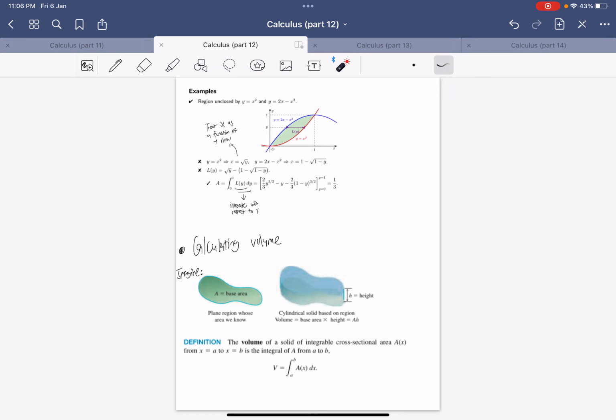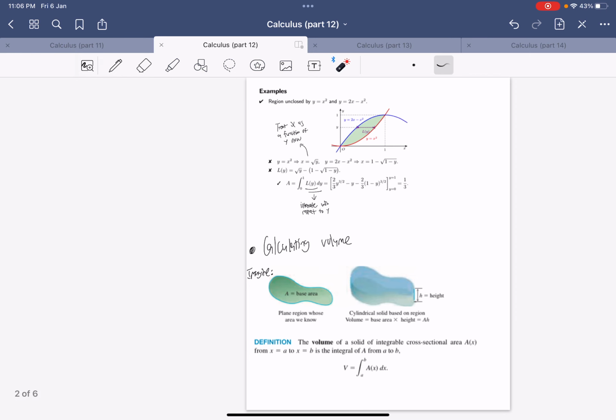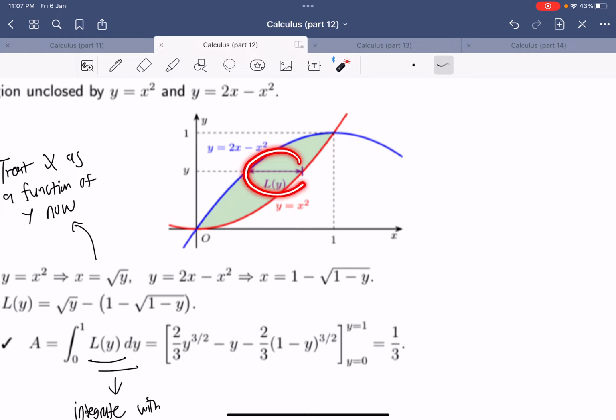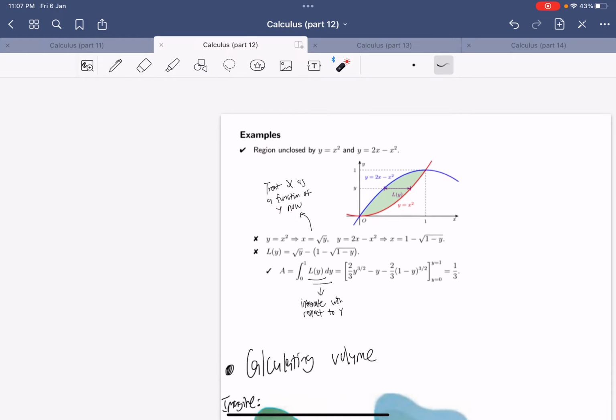So you can either do it with respect to x or with respect to y. It doesn't really matter as long as you're able to find the region and identify it correctly. This is one of the most common forms of application, which is to find the area. Basically everything else is something like finding the area, because when we find the area we use the length function.